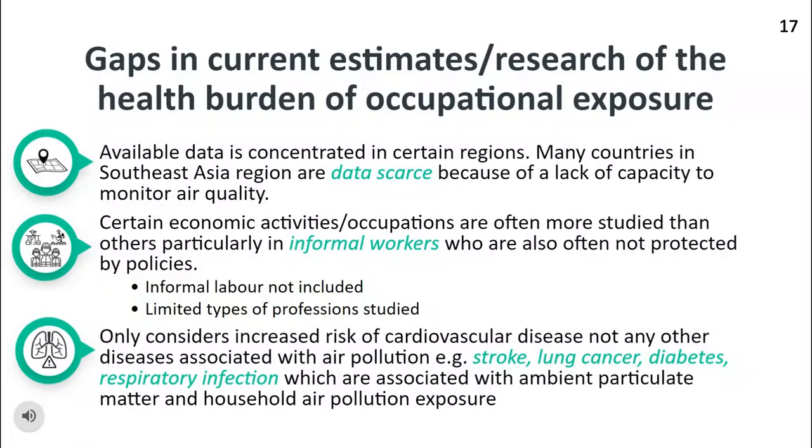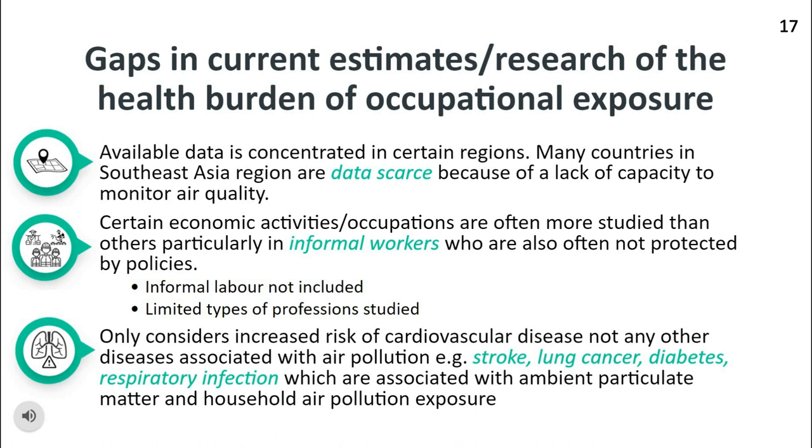There are often barriers to conducting health impact assessment. The main challenge is data availability. Often data that is available is concentrated in certain regions, and many countries in Southeast Asia are data scarce. Moreover, even when data is available, it often does not include informal sectors. For this reason, estimates of health impacts from occupational exposure for informal workers are not included.